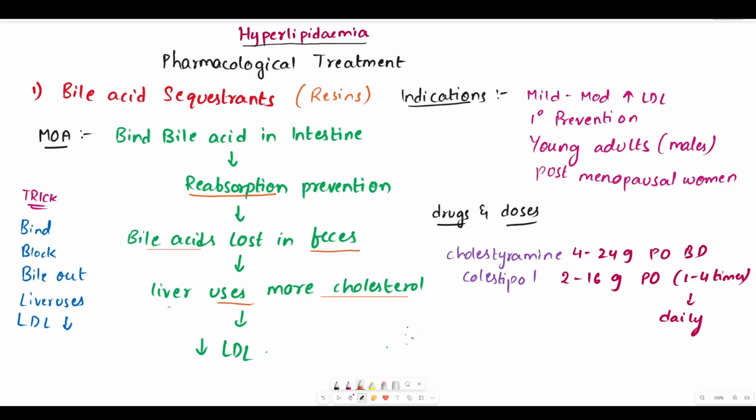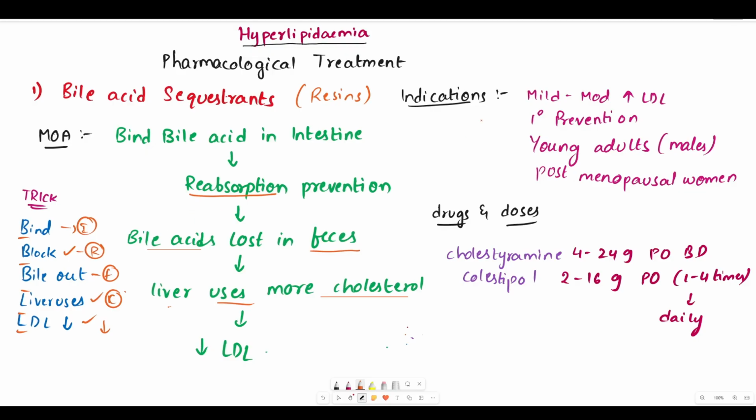Now, how do you remember this mechanism? With a simple trick. Just remember it as BBBLL, where B means bind, B means block, B means bile out, L means liver uses, and L means LDL decrease. Bind means it is binding in the intestine. Block means it is blocking the reabsorption. Bile out means bile is getting eliminated in the feces. Liver uses means it is using more cholesterol, so it is causing a reduction in the LDL. Just remember this simple trick so you can remember the mechanism.